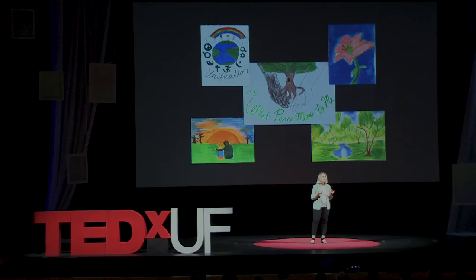I ask my students to think of the definition of peace and draw it. Their drawings were very interesting. For some of them, peace was the unity of races or religions. For others, it was a beautiful flower or landscape. Or it could be as simple as just watching the sunset with someone.